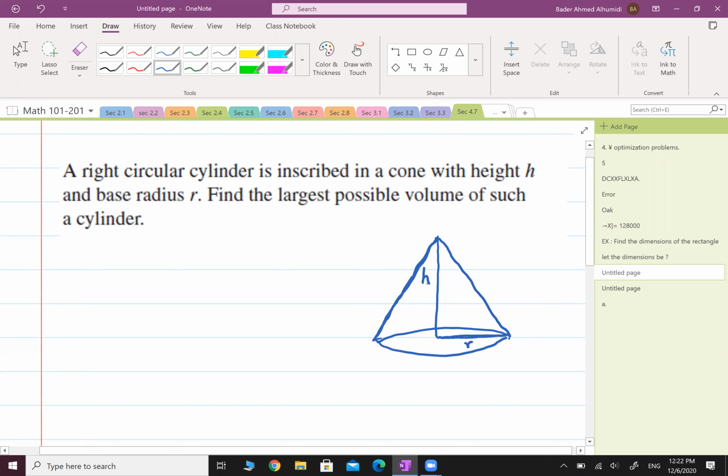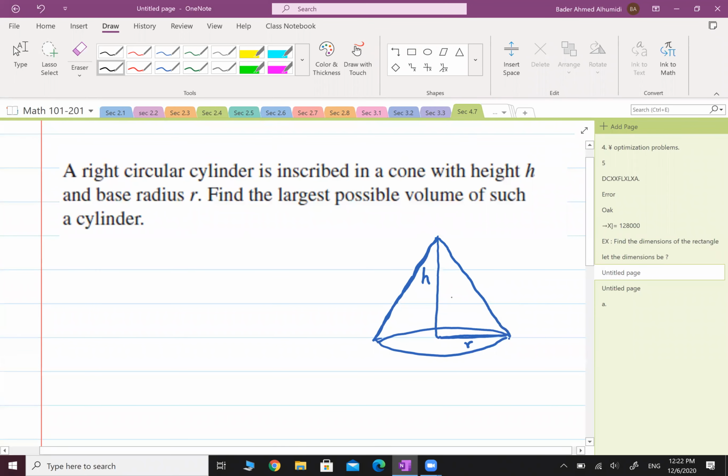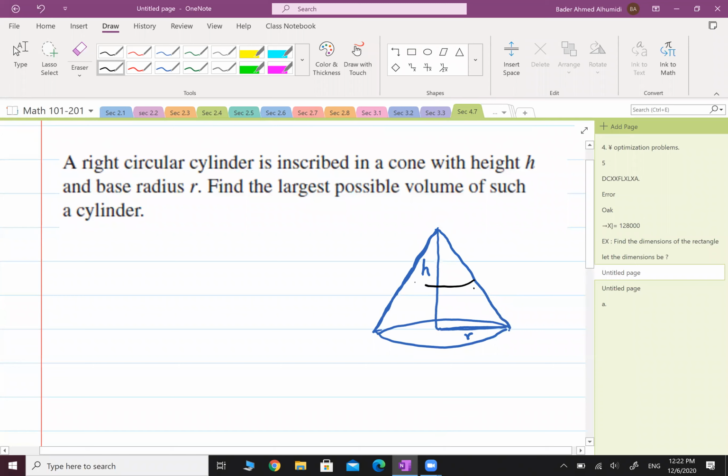So what do we need to do on it? He said we need to do the following: draw a cylinder inside this. A cylinder, this is the cylinder, something like this. Of course, inside, so I have to do it this way. This is a cylinder.